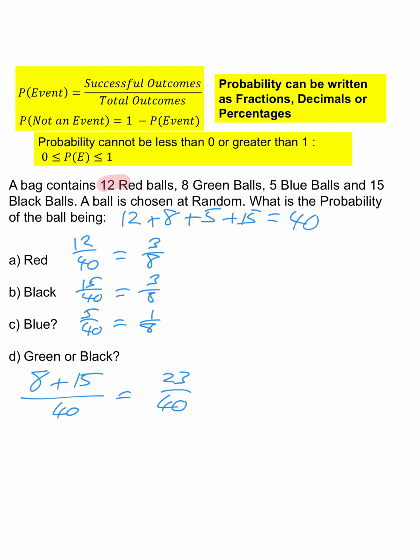When you want to see the solution, press play. 8, 5, and 15 to get the total amount, which was 40. So then the probability of red, so there's 12 red, so 12 over 40 simplifies to 3 over 8. For black then, there's 15 black balls, so 15 over 40 simplifies to 3 over 8. For blue then, 5 over 40 simplifies to 1 over 8. The last one then, green or black, so we had 8 green, 15 black, so I added those together. So that got me 23 over 40, which will not simplify.